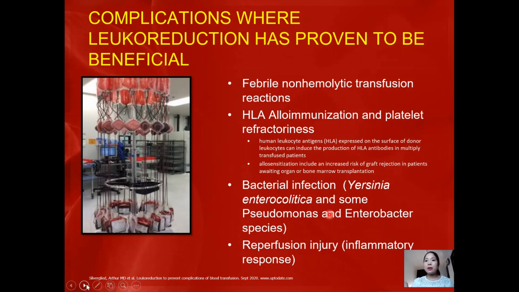And lastly, reperfusion injury, or the inflammatory response, has been associated with the white blood cells in the blood products. When you have reperfusion injury, it results in ultrastructural damage and eventually tissue necrosis. It has been seen among patients who underwent a coronary artery bypass graft. So it's best to give leukodepleted red blood cells to lessen this complication of reperfusion injury.